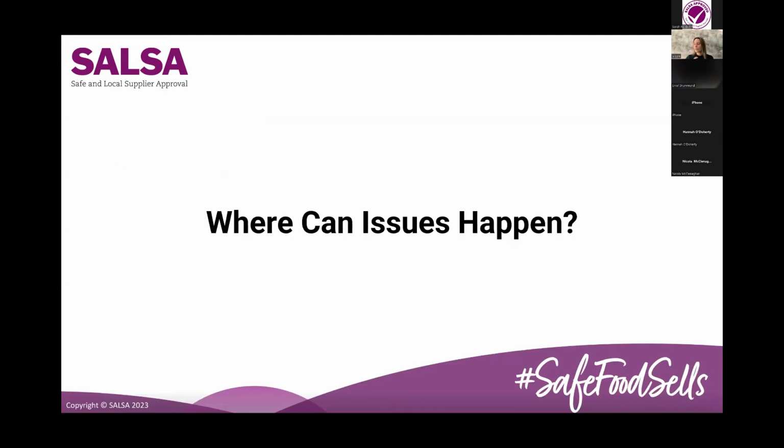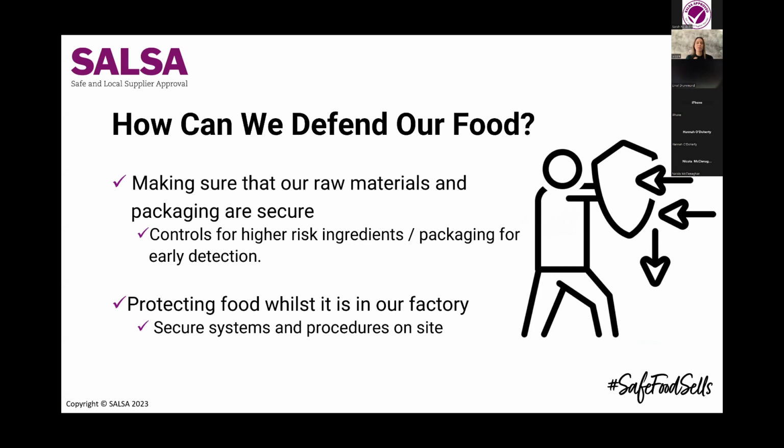So moving on now, where can these issues happen? There's two main places that this can happen, and this tends to happen in your raw materials and packaging that you buy in, and in your production facility. So we're just going to look at these in more detail.